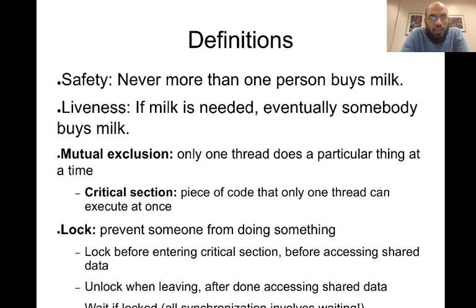Mutual exclusion is that only one thread does a particular thing at a time. The critical section is the piece of code that only one thread can execute at once. And now we are going to introduce the concept of lock, which is what the name implies. It's something to prevent someone from doing something or accessing something. You want to lock before entering the critical section, so before you make some decisions that are critical and that can be simultaneously accessed by another thread.